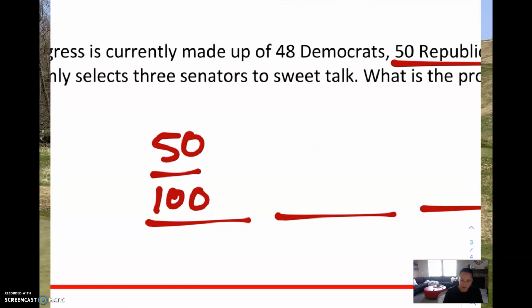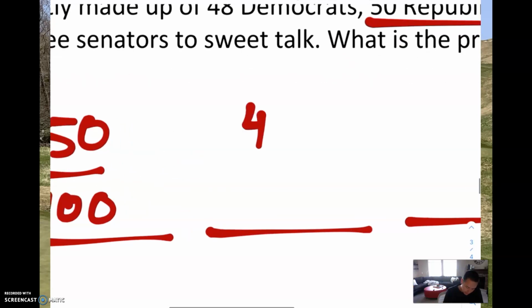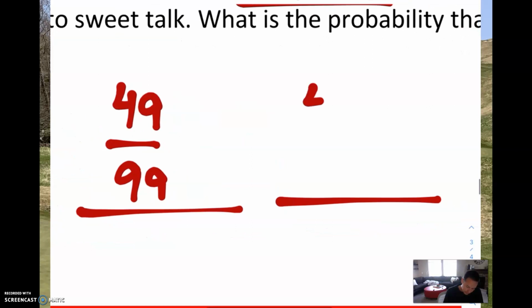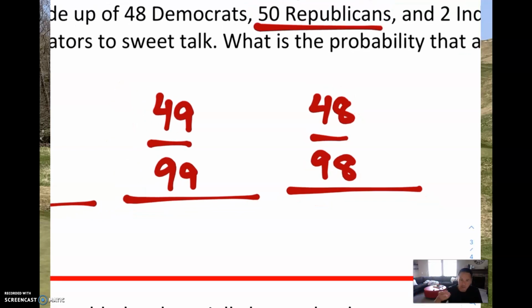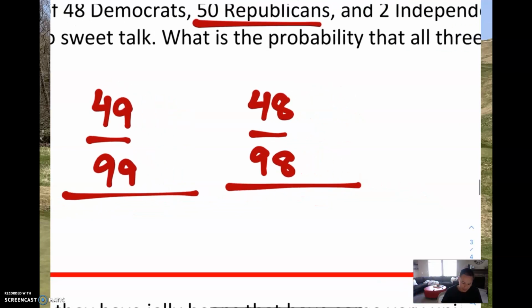Once I get that first one to do what I want, we're done with them. There's only 49 left to choose from out of 99. Once they're done, it's 48 out of 98. Every time you pick one and you don't replace it into that drawing pool, I'm not going to select the same one again. That's a waste of my time. So I'm going to go to a new one every single time. So it drops by 1.